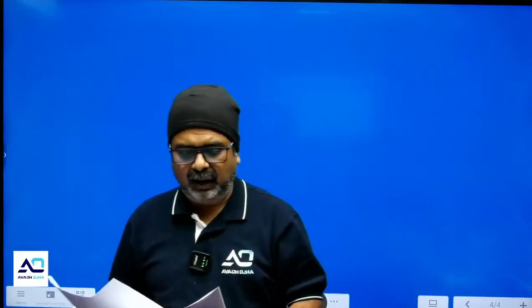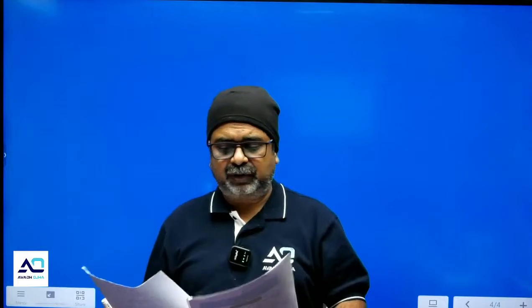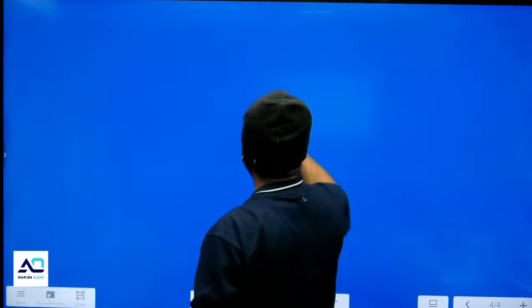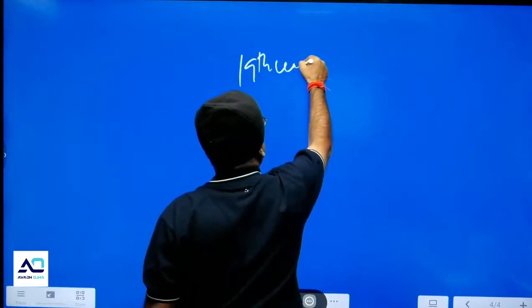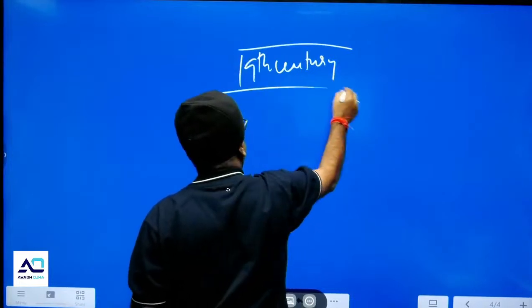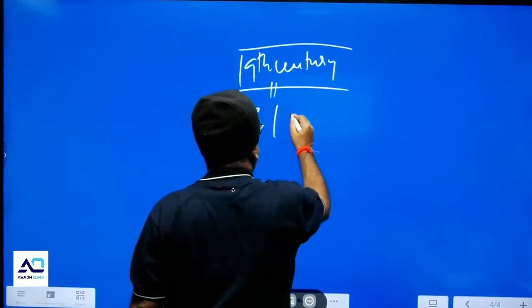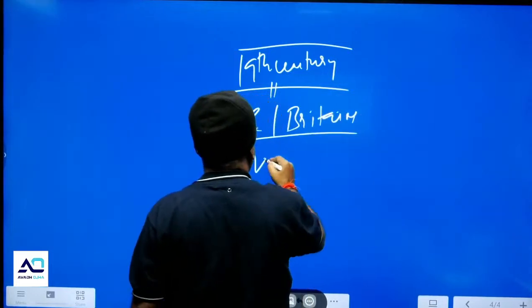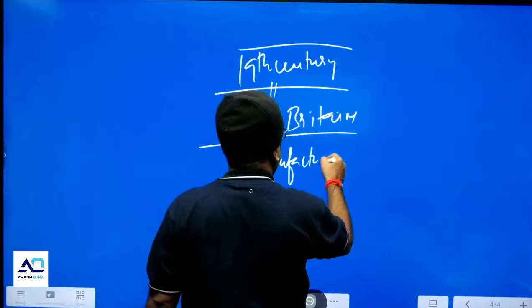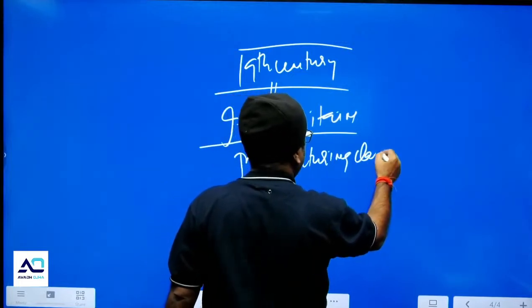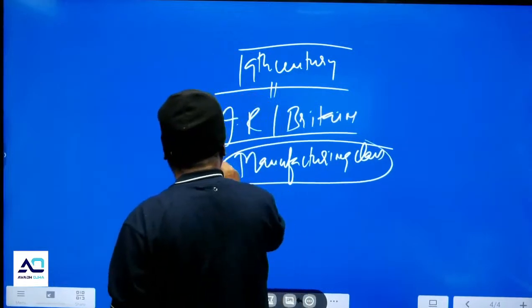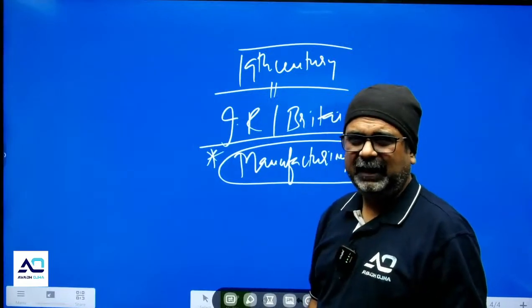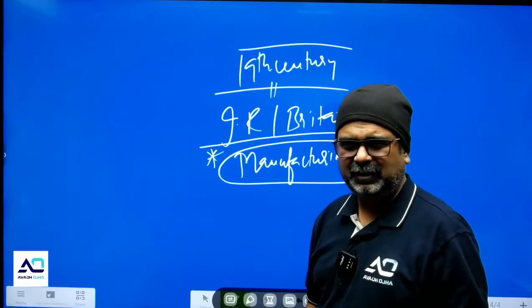So question number 2. The sole aim of British economic policy in 19th century India was to turn India into an agricultural farmhouse of industrial Britain. 19th century. Industrial revolution is going on in Britain. A very powerful sector emerges in Britain: the manufacturing class. And this manufacturing class decided the fate of India. 19th century is the century of manufacturing class.